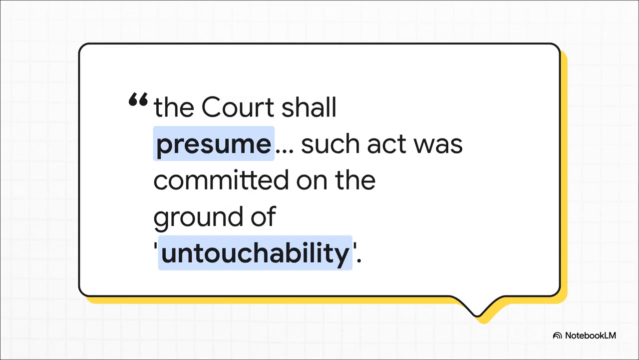Now this, right here, this is a legal game changer. Section 12 creates a presumption in court. It means that if an offense happens to a member of a scheduled caste, the court has to assume it was because of untouchability unless the person accused can prove it wasn't. It completely flips the usual burden of proof.